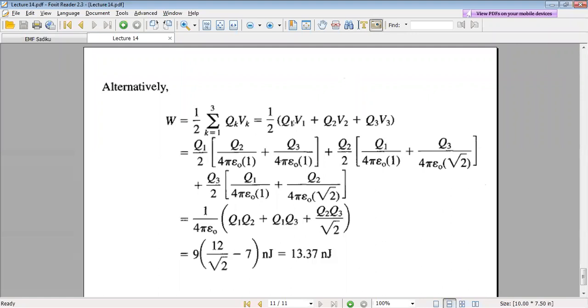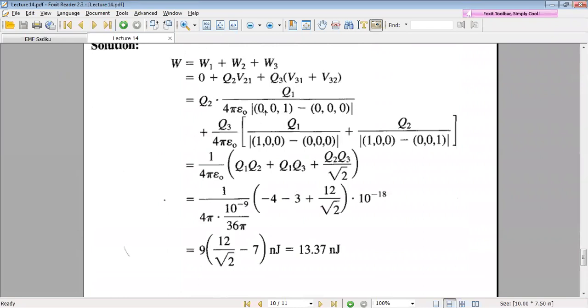Here you can remove the Q1. Next, what about V1? You can directly substitute the V1 value, V2 value and V3 value. For the three values, the radius is taken from these differences: (0,0,1) minus (0,0,0), and (1,0,0) minus (0,0,1). Here you get the value 1, here also 1, and here the value is square root of 2.